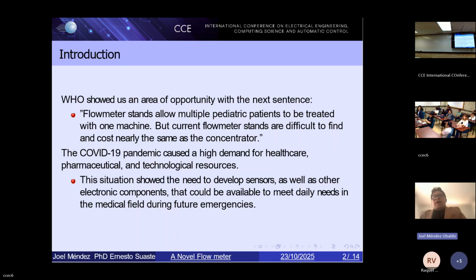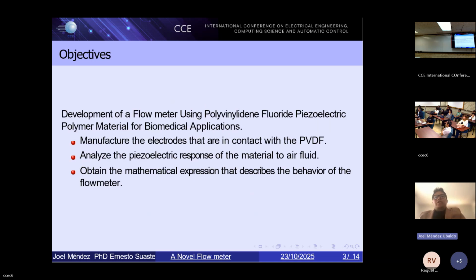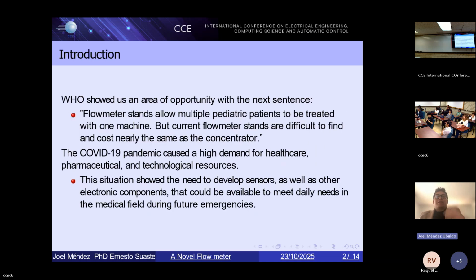commercial flow meter. And another situation, the COVID-19 pandemic caused a high demand for healthcare, pharmaceutical, and technological resources. This situation showed the need to develop flow sensors as well as other electronic components that could meet daily needs in the medical field during future emergencies. Both situations show us that developed flow meters are essential for biomedical applications.